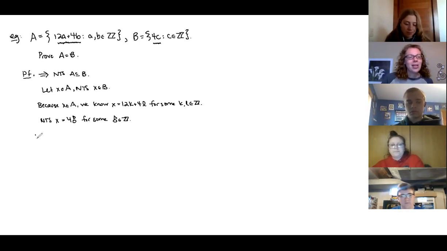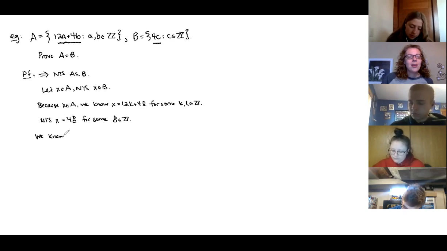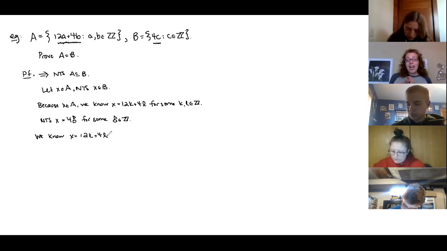Okay, so here's what we know. We know that x is equal to 12k plus 4l. Take a minute, rewrite that. This is totally review. You should be able to rewrite that. So rewrite that, please, and see if you can get to 4 times sailboat.